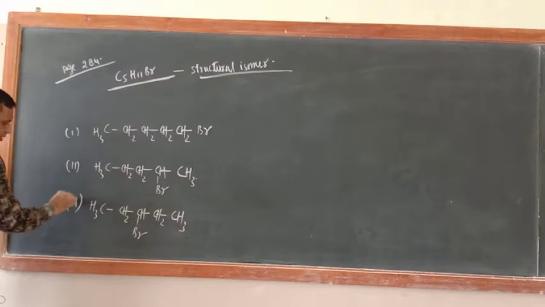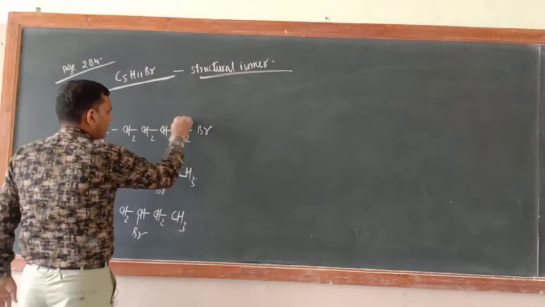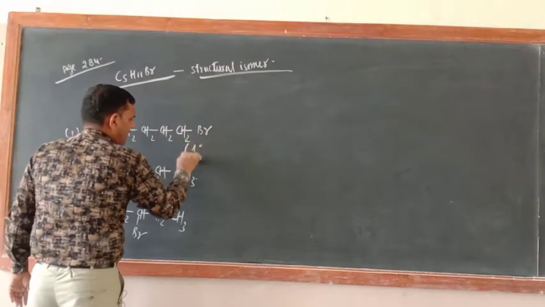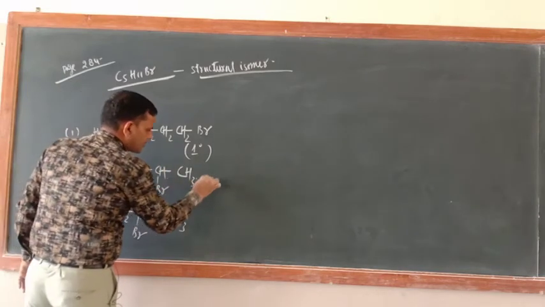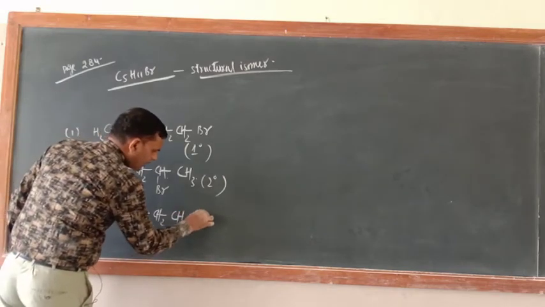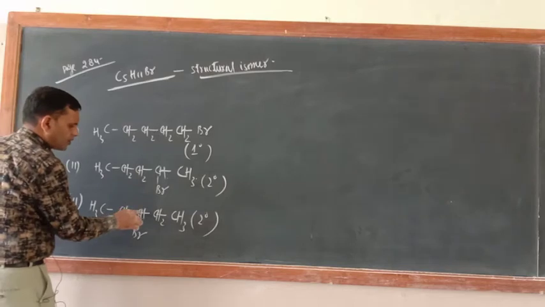Now try to understand: this is primary, 1 degree only, because Br is bonded with a 1 degree carbon atom. What about this one? Br is bonded with a 2 degree carbon atom, so this is 2 degree. What about this one? This is also 2 degree only, because Br is bonded with a 2 degree carbon atom.